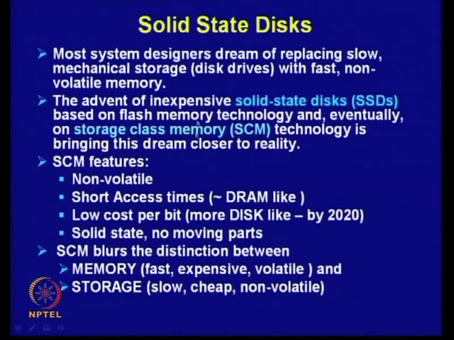So, the dream is coming true, and particularly this storage class memory based on solid state disk or flash memory technology has important properties: it is non-volatile, has short access time, low cost per bit, and is solid state because it has no moving parts. And we have already seen the use of flash memory in the context of main memory. The main memory requirement is fast, expensive and volatile, so it satisfies more or less both the requirements.